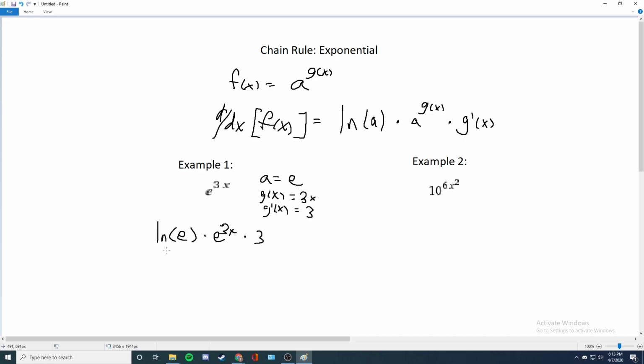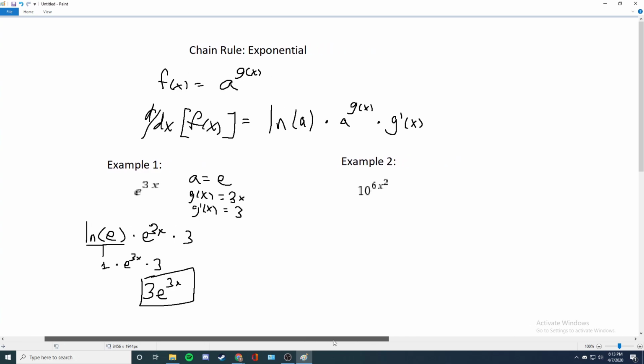So if we simplify this a bit, the natural log of e, remember the natural log is really log base e, the natural log of e is just 1, so that'll end up just going to 1. Now the e to the 3x power stays, and so does the 3. So our final derivative here is 3 times e to the 3x power.